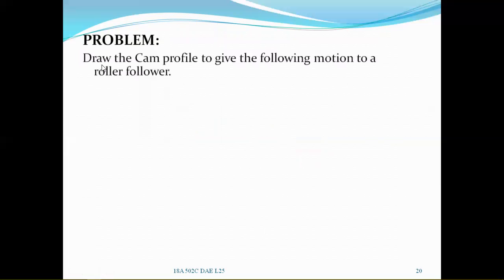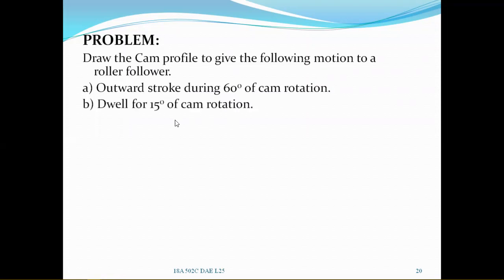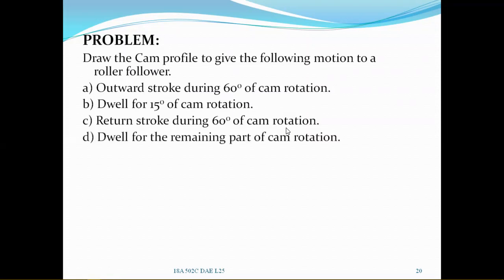How to draw the cam profile to give the following motion to the roller follower. Here is the roller follower. So far we have completed knife edge follower. Now onwards roller follower, right? Outstroke during 60 degrees of cam rotation, dwell for 15 degrees of cam rotation, return stroke during 60 degrees of cam rotation, dwell for the remaining part of cam rotation.